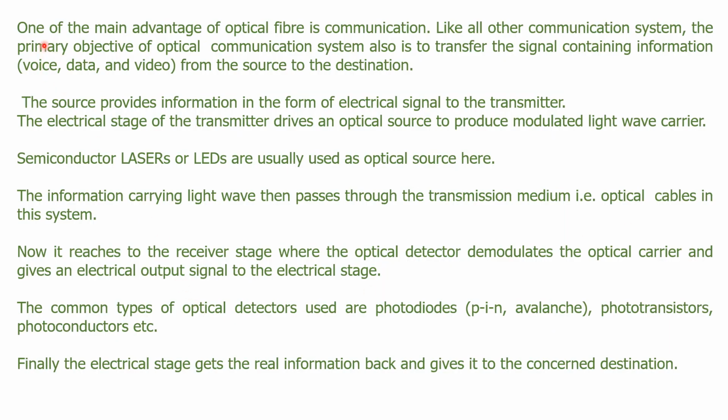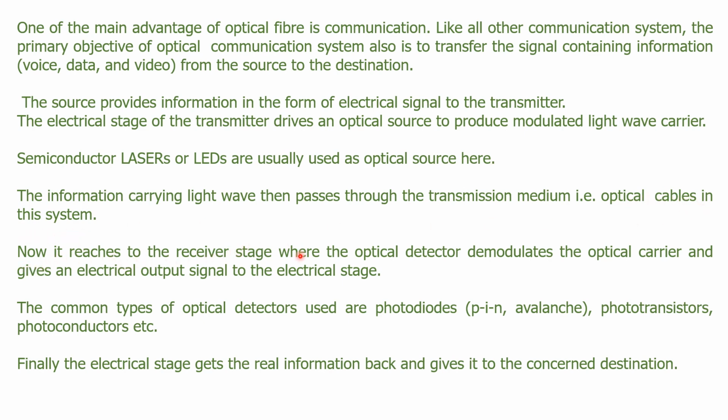You can see the content. One of the main advantages of optical fiber is communication. Like all other communication systems, the primary objective of an optical communication system also is to transfer the signal containing information from the source to the destination. The source provides information in the form of an electrical signal to the transmitter. The electrical stage of the transmitter drives an optical source to produce a modulated light wave carrier. Semiconductor lasers or LEDs are used as optical source here. The information-carrying light wave then passes into the transmission medium, that is optical cables in this system.